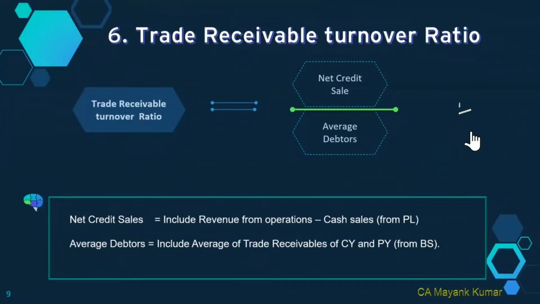Next comes trade receivable turnover ratio, which shows the number of times the company is churning its debtors, means number of times the company is converting the debtor into cash. The more the ratio, the better. It is calculated by dividing the net credit sale by average debtors. Net credit sales means revenue from operation minus cash sales, if any, from the profit and loss account. Average debtors means basically average of trade receivables of current year and previous year, which will be extracted from the balance sheet.